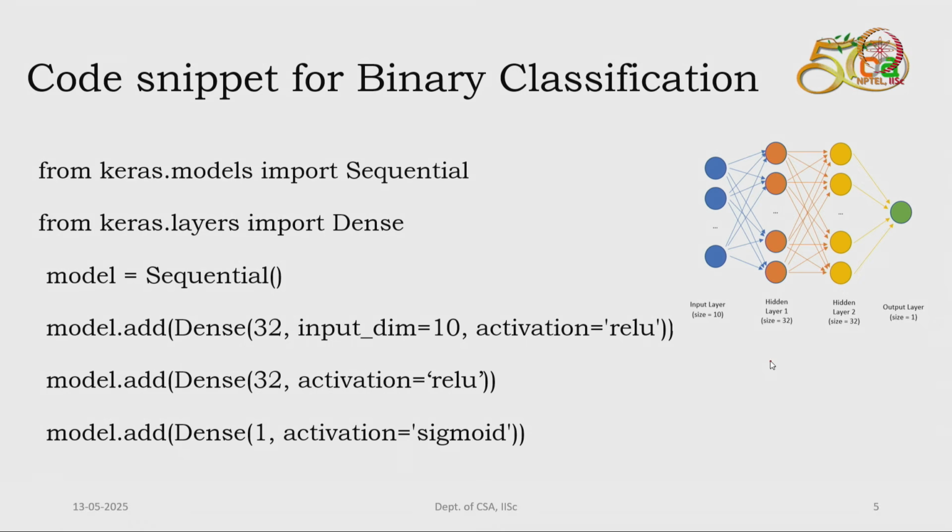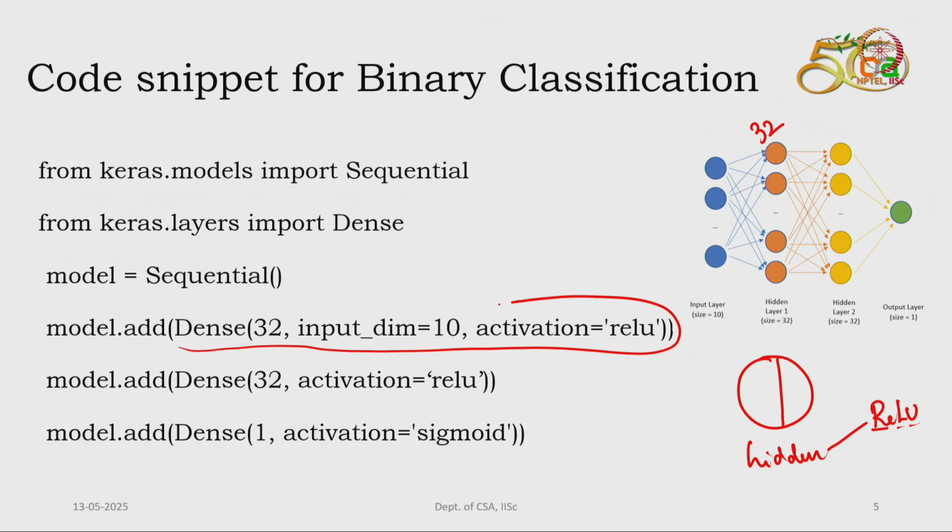So, at a hidden layer, how many neurons are there? There are 32 neurons. For every neuron, we are going to place an activation function. What activation function are we going to put for a hidden layer? We have the ReLU activation function, rectified linear unit. That is the reason you see in this line we have something called activation function also coming in.